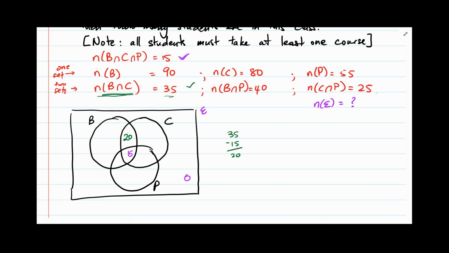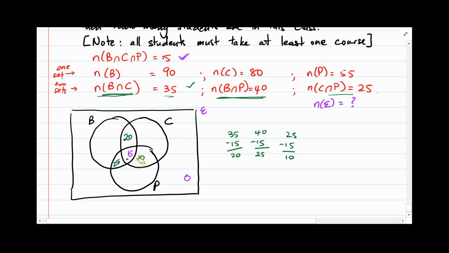Let's do the same for the next region, bio and physics. Again, we have 15 persons accounted for of the 40. So I will take that region of the overlap, the three circles overlapping, 40 minus 15, that would give us 25. So I would have 25 persons in here. Continuing in the same vein, 25 persons do chemistry and physics. So again, 25 minus 15, I get 10.